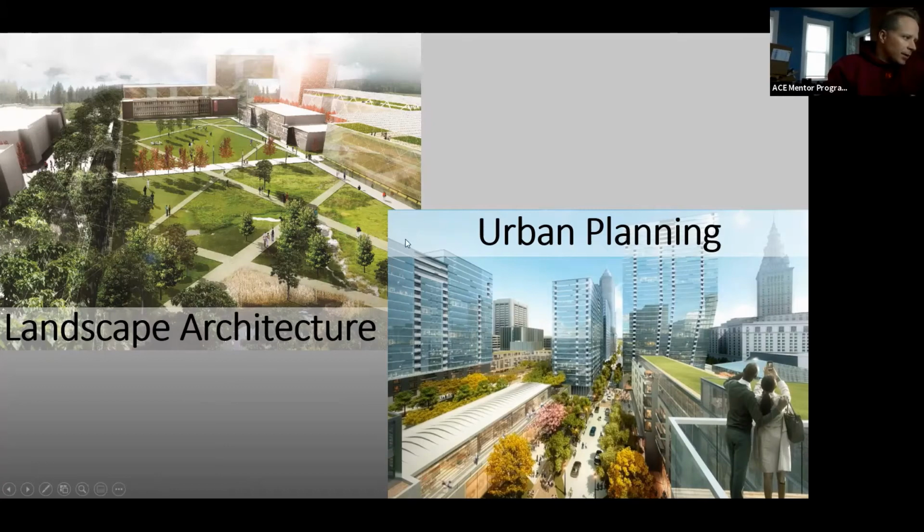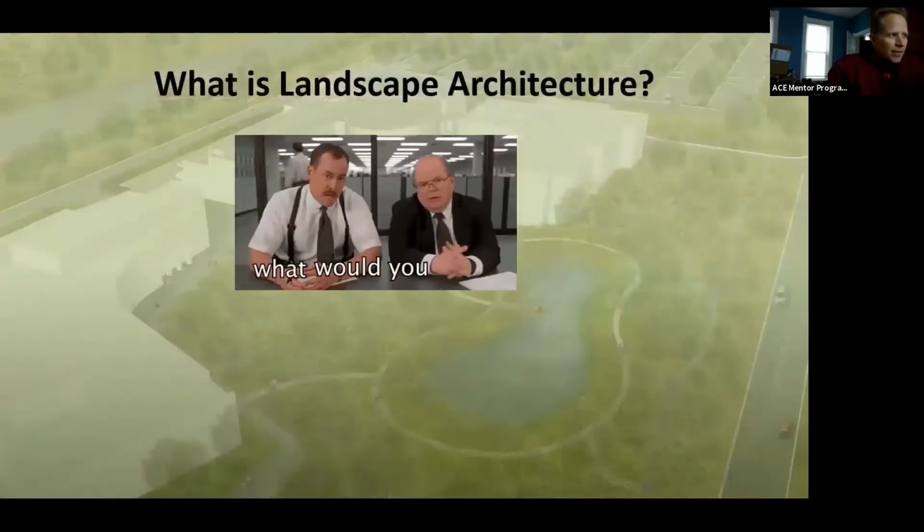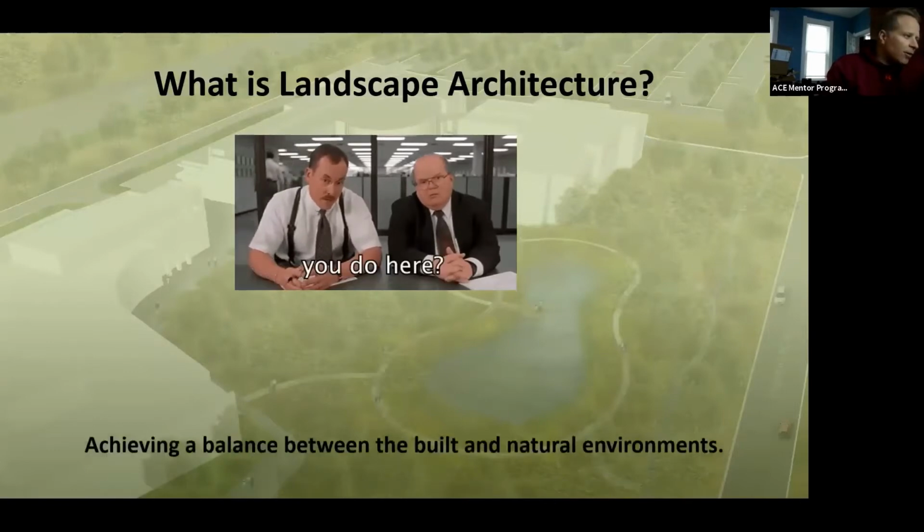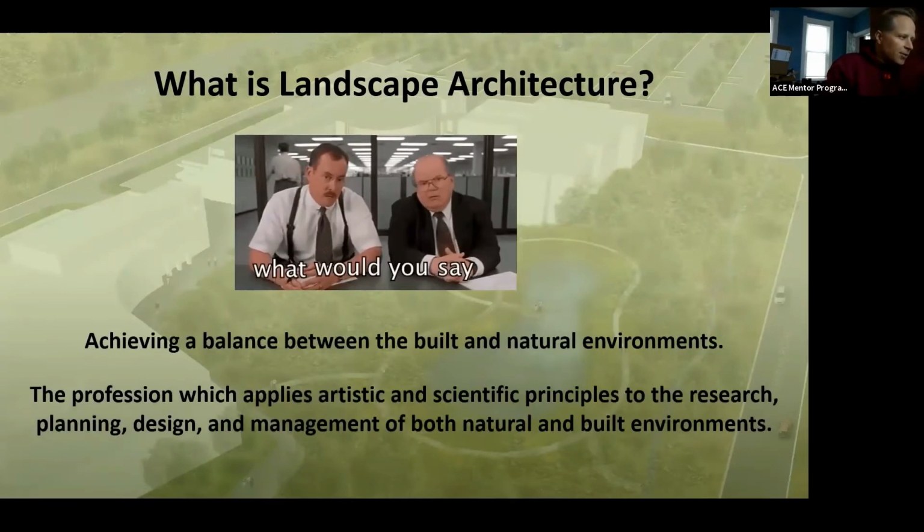But we're here to give a quick, thorough overview of landscape architecture and urban planning. And the first thing that I always get is a lot of people always ask me, what do you actually do? So the technical definition is achieving balance between built and natural environments. That's probably the most high-level description I can formulate for the profession.